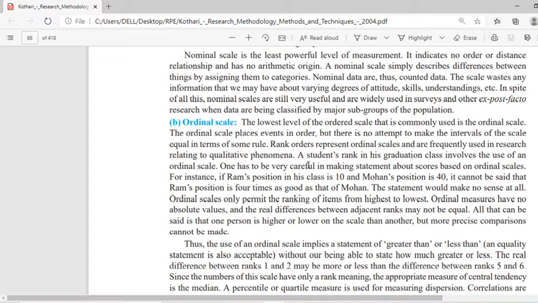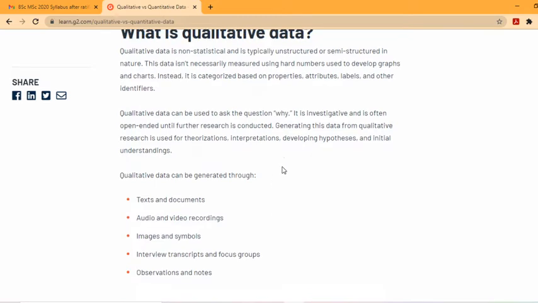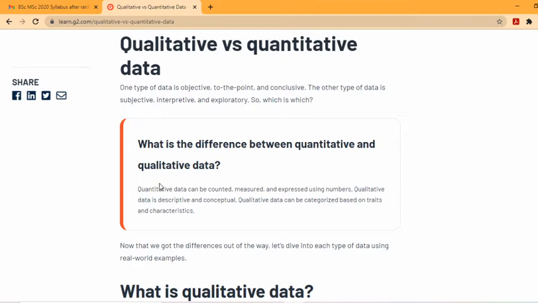Let us consider what is qualitative and quantitative data. Quantitative data can be counted. For example, marks, then height, weight, income, etc. Those are quantitative data. Quantitative data can be counted, measured, and expressed using numbers.